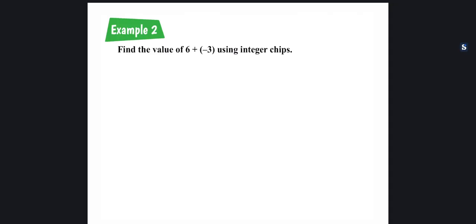Example 2. We'll do this problem together. Find the value of 6 plus -3 using integer chips. First, draw 6 positive integer chips. I will use blue to represent positives. Then draw 3 negative integer chips. I will use red to represent negatives.